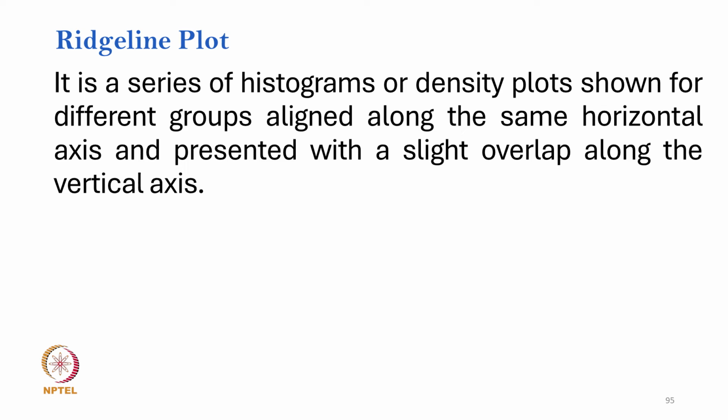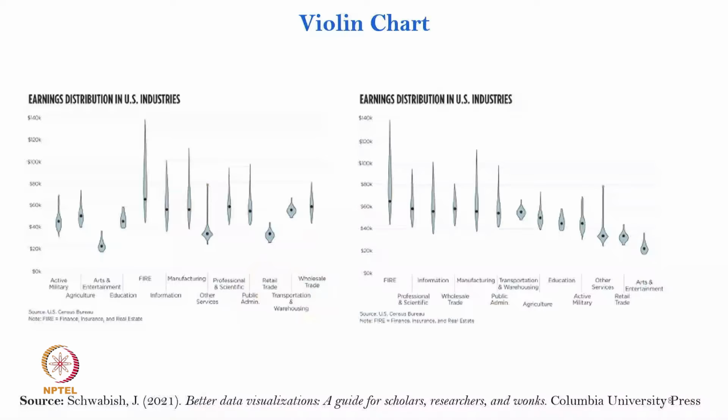And the ridgeline plot is a series of histograms. The density plot shows different groups aligned along the same horizontal axis and presented with a slight overlap along the vertical axis. The example shown here is the earning distribution across 13 different countries. The horizontal axis is shared across the 13 countries and distributions sometimes overlap along the vertical dimension.